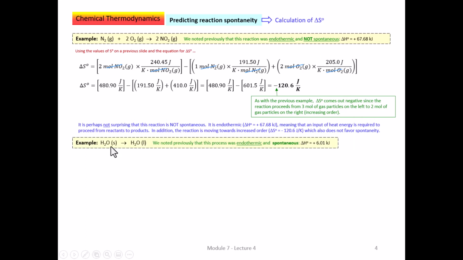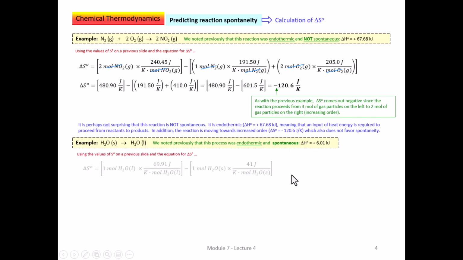How about this? What we've been calling this is a process rather than a reaction. But in any event, the melting of ice to water at room temperature, we noted before that this is endothermic. It has a positive enthalpy change. And despite that, it's spontaneous.